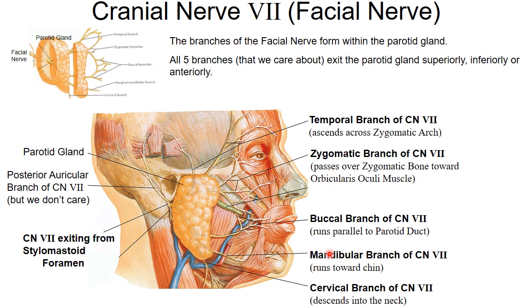Now, to remember the branches, there are some mnemonics. I'm not a big fan of mnemonics, but what the heck? One famous mnemonic is this one: to Zanzibar by motor car. Temporal, zygomatic, buccal, mandibular, cervical. To Zanzibar by motor car, TZBMC. Again, anatomically it should be pretty obvious what their names are. And this is a stupid mnemonic because Zanzibar, I believe, is an island. You can't get there by motor car. That's why I don't like mnemonics, because they don't make any sense.